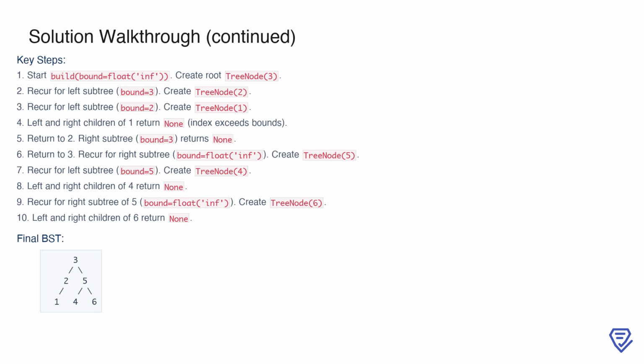Returning to the root, we now build the right subtree with value 5. For its left child, we create a tree node with value 4, which has no children. For the right child of 5, we create a tree node with value 6, which also has no children. The final BST is shown, with 3 as the root, 2 and 5 as its children, and further nodes 1, 4, and 6 completing the tree structure.